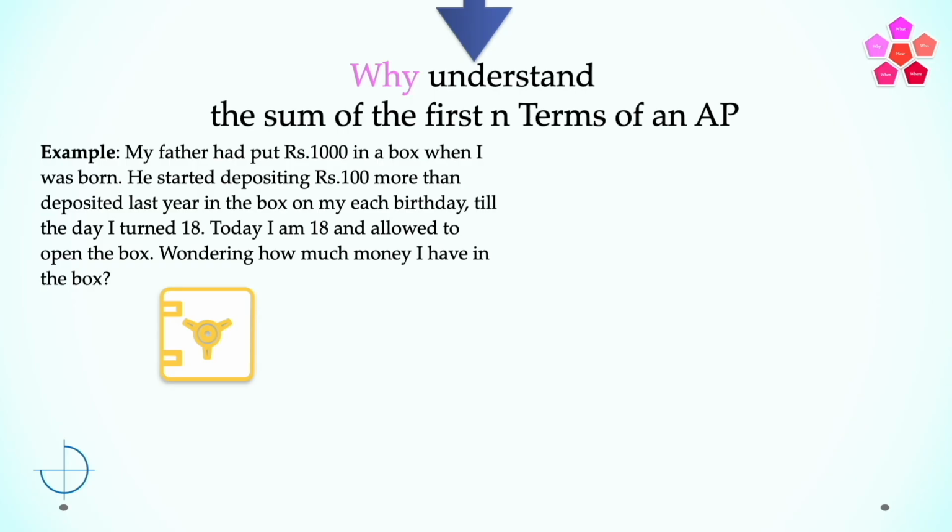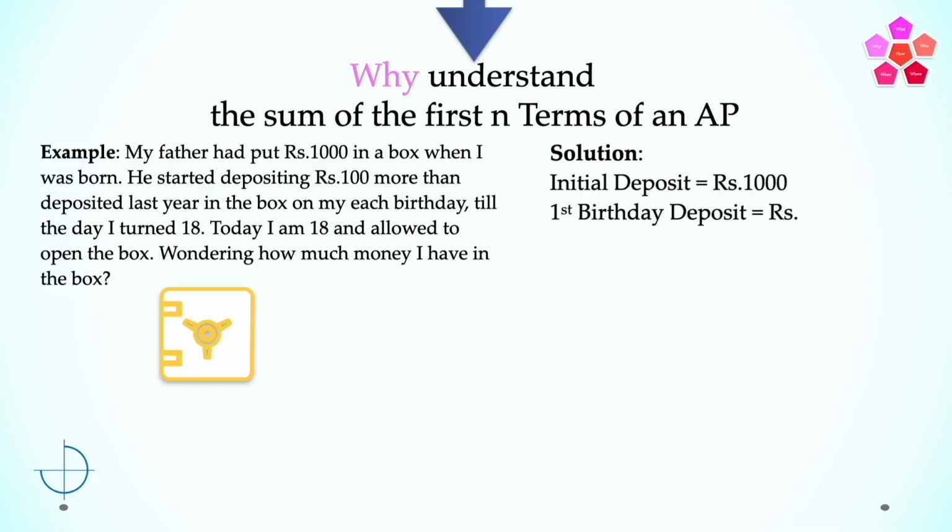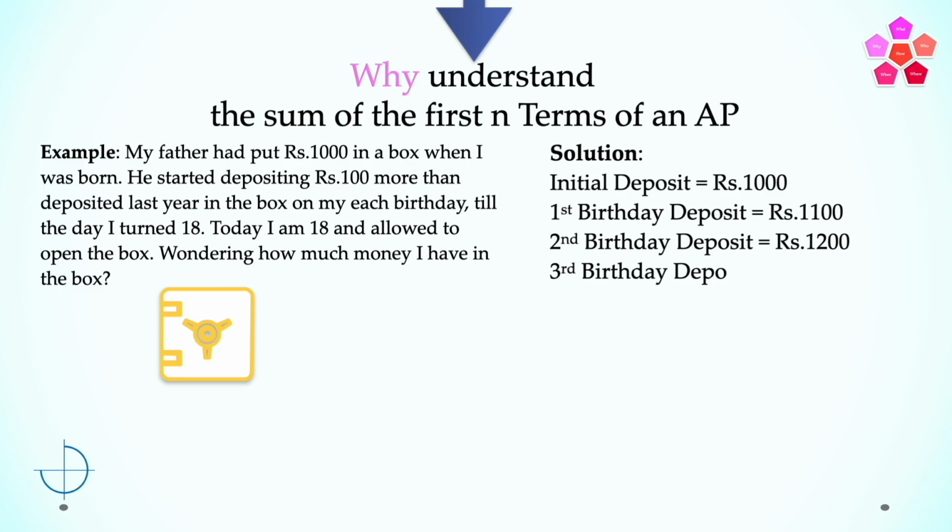If we look at the solution, now the question is completely changed. So let's put the values again. Initial deposit is equal to rupees 1000. On the first birthday, the deposit would be 1100. On the second birthday, the deposit would be 1200. Third year, the deposit would be 1300. Fourth year, 1400, and so on.